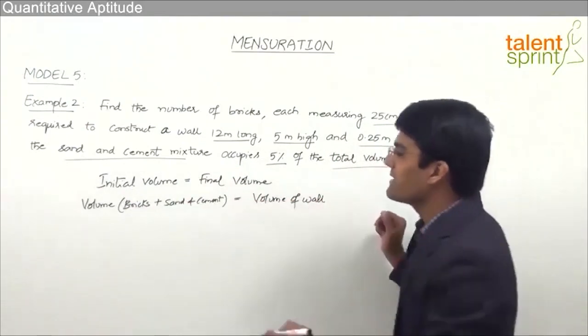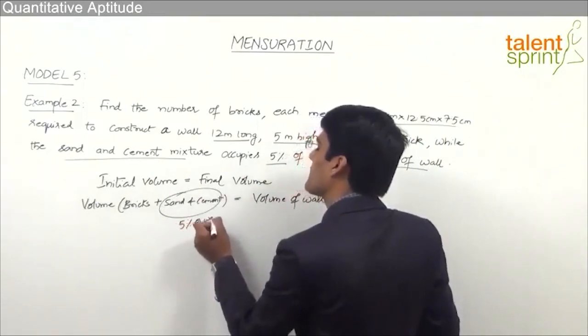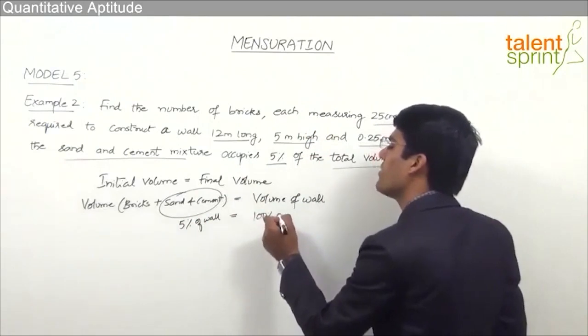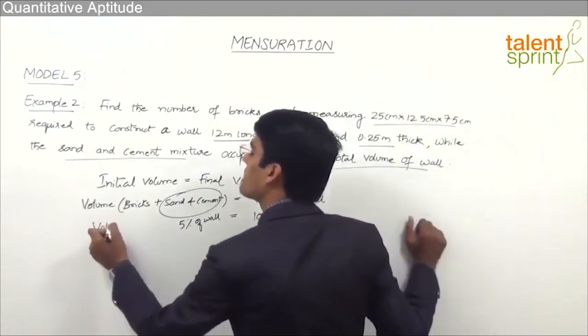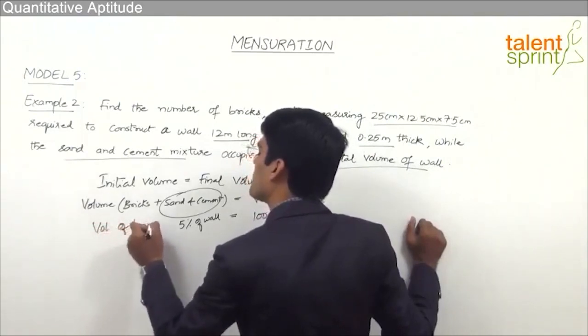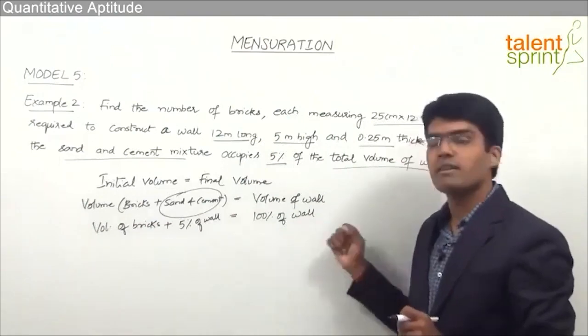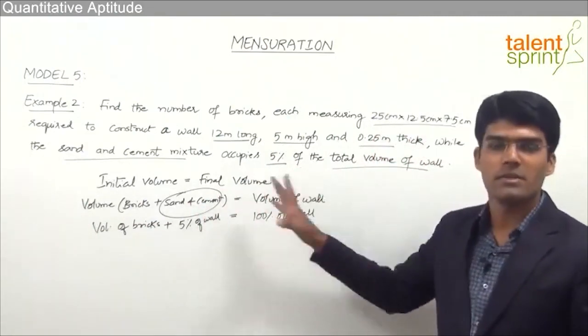And we know that the sand and cement mixture takes 5% of the wall. Let us assume that the volume of the wall is nothing but 100% of the wall. So volume of bricks plus 5% of the volume of wall should be equal to 100% of the volume of wall. Why? Because the sand and cement mixture, as given here, is 5% of the total volume.